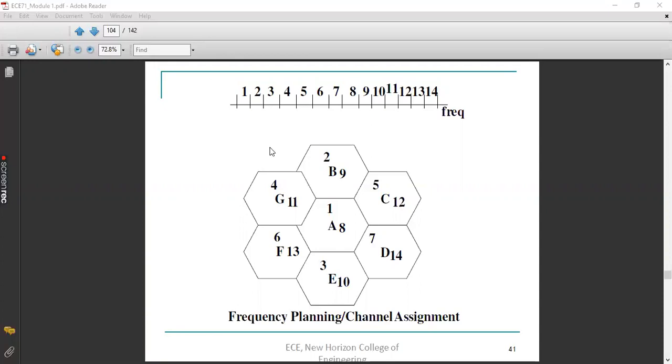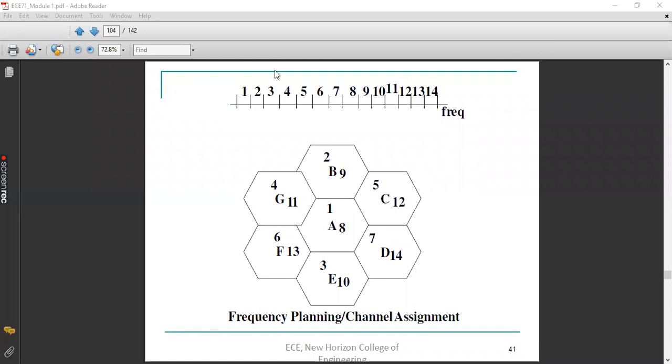And since we have only 7 cells replicating again and again among the entire geographical region, what we can do is assign 2 channels, or 2 bandwidths, per cell. Isn't it? We can assign 2 sets of frequency bands to one cell, so that 7 into 2 will become 14. Is that clear for you?